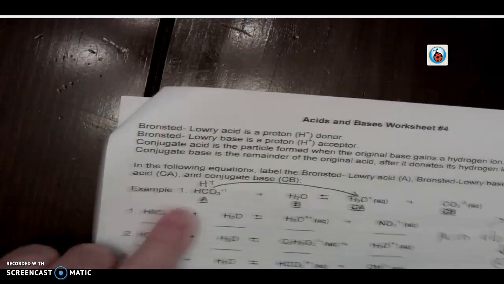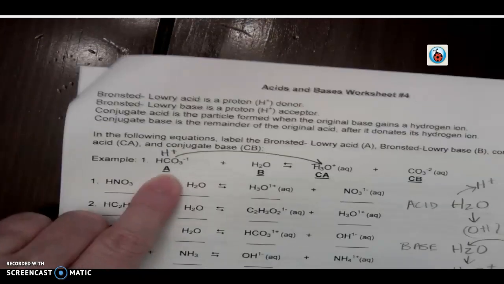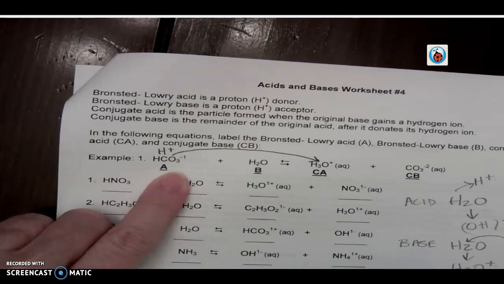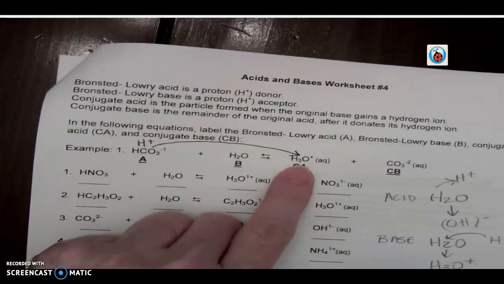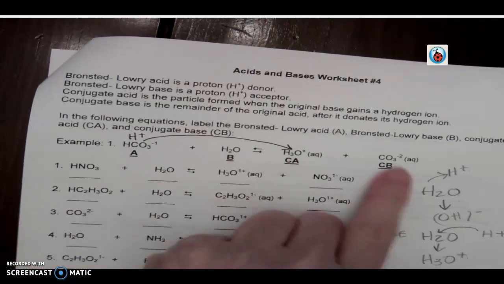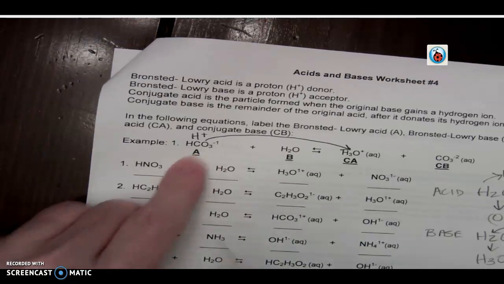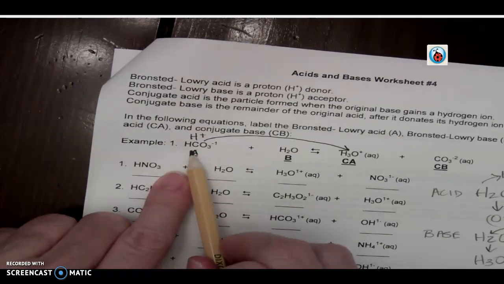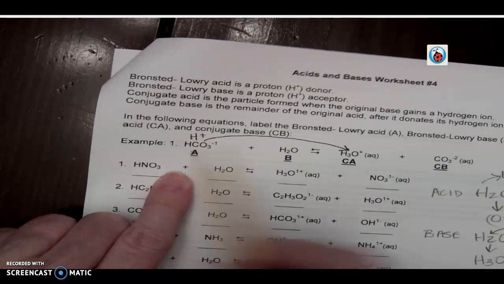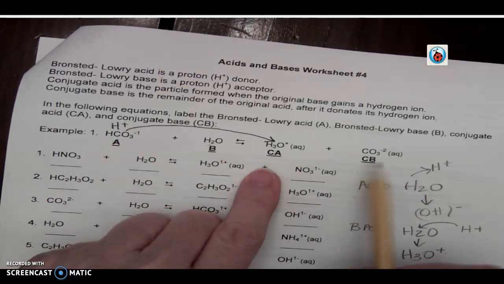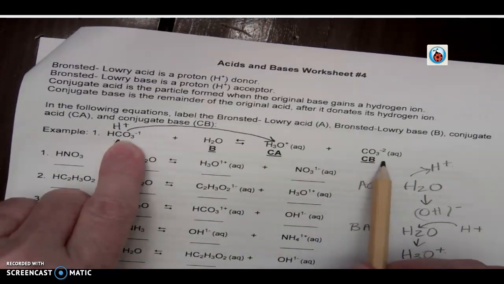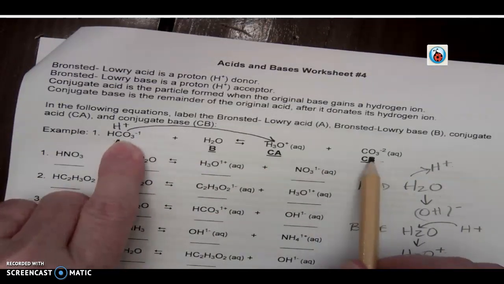So let's look at our example up here. It says we've got this HCO3 with a -1 charge plus water produces this hydronium ion plus CO3 -2. So let's look at our reactants. Right here we've got HCO3 and H2O. Let's find these same reactants on the other side. What's happened to the HCO3? He's missing a hydrogen ion. Where did it go? Well, he must have given that away.